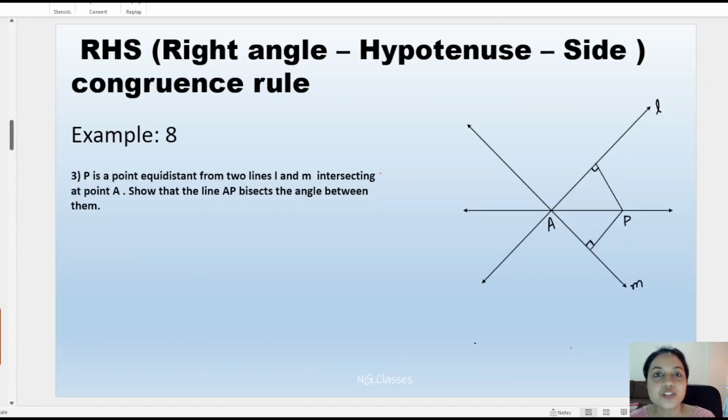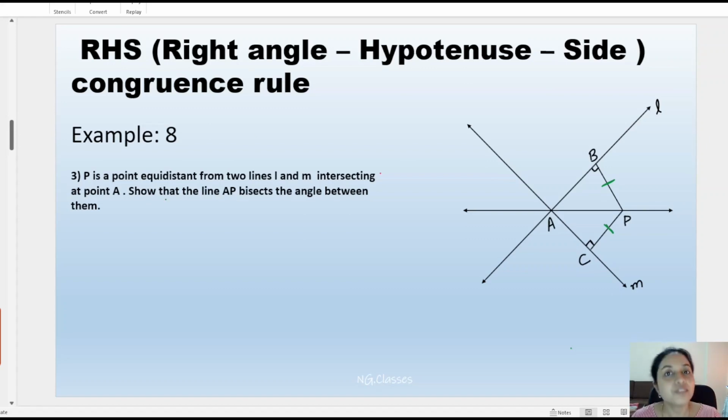And now our last rule is the RHS congruence rule. Here RHS means right angle, hypotenuse and side. Let's understand it with the help of one question. So our question says P is a point equidistant from two lines L and M. So since P is a point which is equidistant from line L and line M, we can say that PB is equal to PC, or the length of PB is equal to the length of PC.